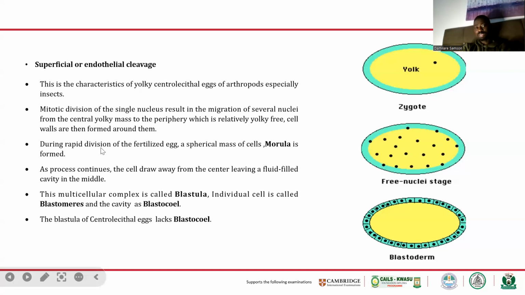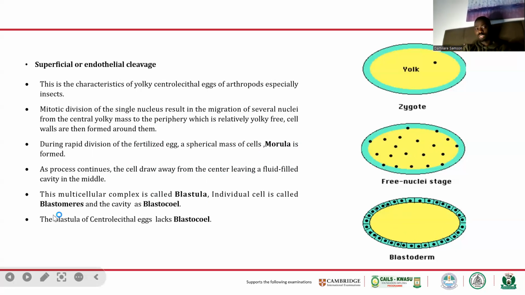So the next one: during rapid division of the fertilized egg, a spherical mass of cells, which is called the morula, is formed. Now, as the process continues, the cells draw away from the center, leaving a fluid-filled cavity. I think I've explained all that from the picture here. This multicellular complex is now called the blastula. If you remember, I went back to show you that.